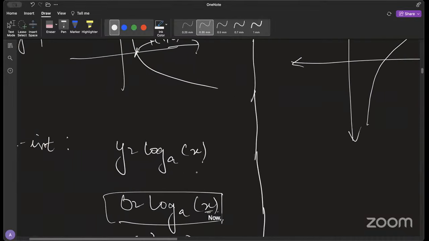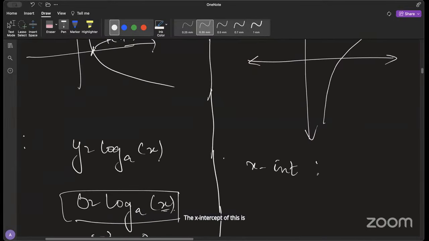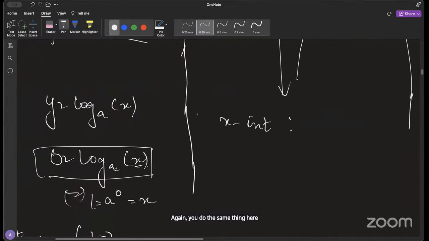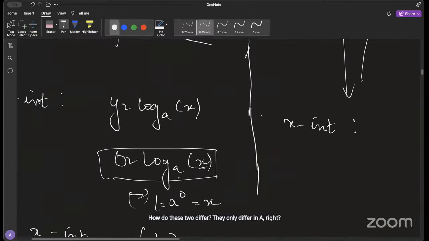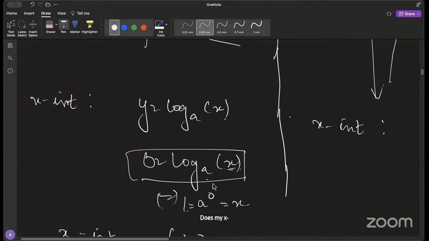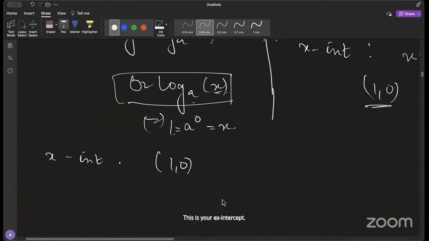Now coming to this one, the x-intercept of this is, again, you do the same thing here. How do these two differ? They only differ in a, right? Here your a is between 0 and 1, and here your a is greater than 1. So the only difference is in a. Does a affect how we've solved this? Does my x-intercept depend on a? No, ma'am. It doesn't, so the x-intercept should remain the same here, right? So that means the x-intercept is the same, x equals 1 and y equals 0. This is your x-intercept.